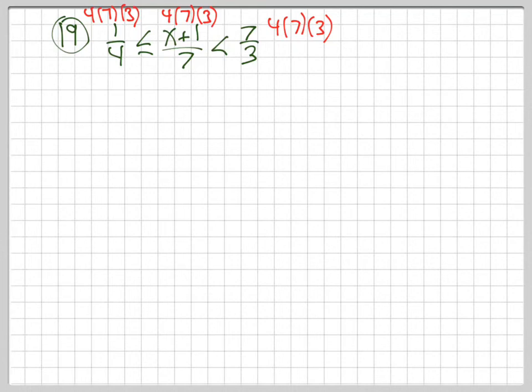And what can I cancel on the left side? The 4 cancels, and whatever is left over, whatever doesn't cancel, we just go ahead and multiply. So 3 times 7, 21. How about the middle? What cancels in the middle? 7. Yeah, the 7s cancel. So what's left over in the middle? 12. 3 times 4 is 12. And then I'm going to put parentheses x plus 1.